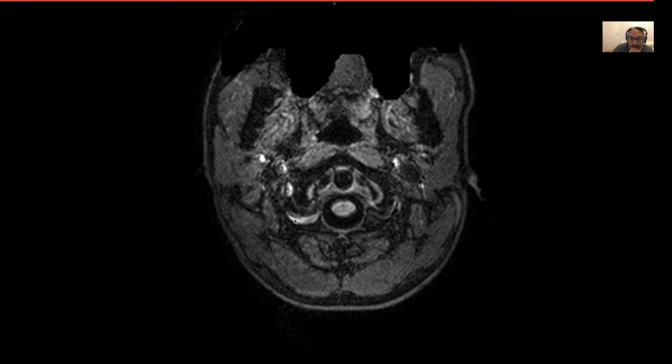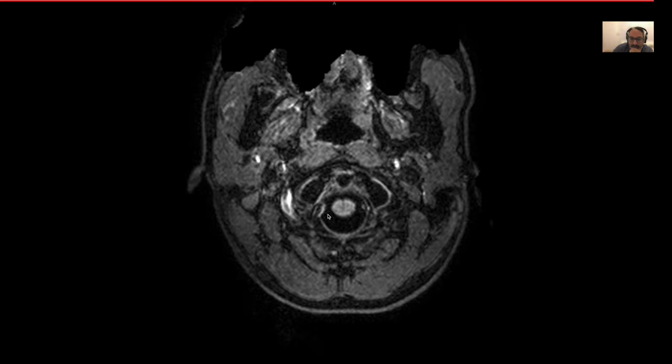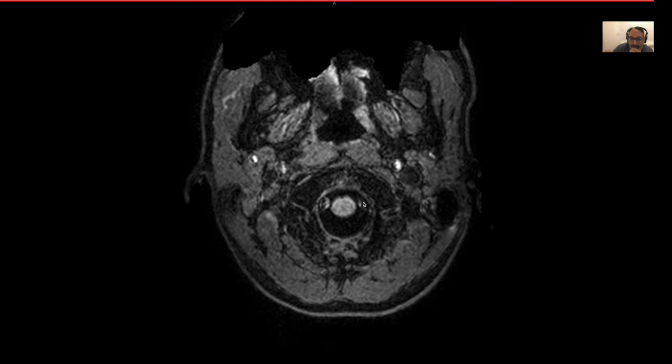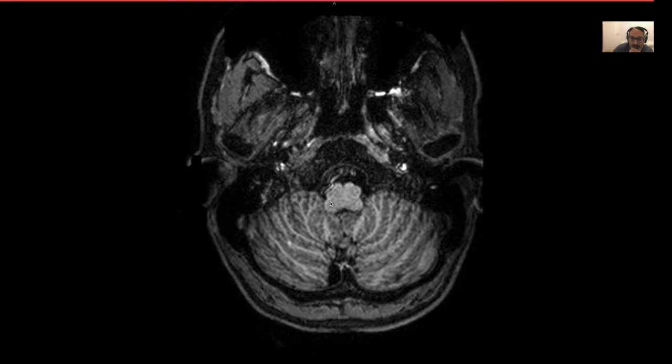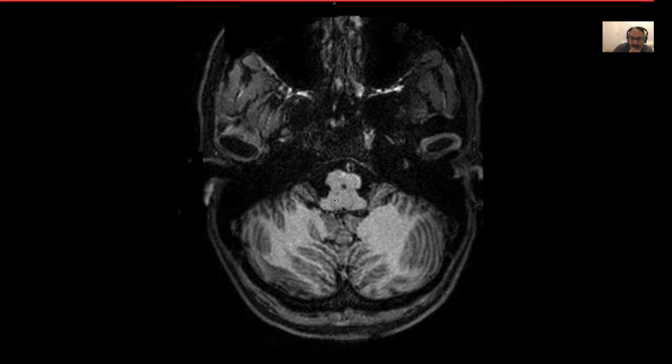So these are your vertebral arteries that are coming, and let's do those again. And here they come into the foramen magnum, the two vertebral arteries. You see them moving upwards, the two vertebral arteries. They're going to join and become the basilar artery.